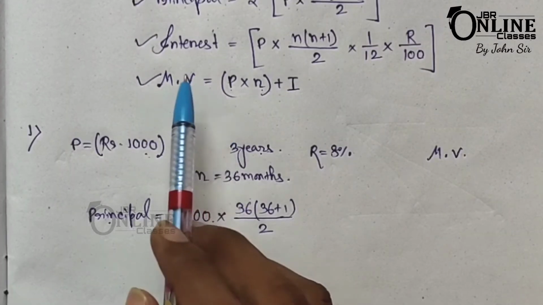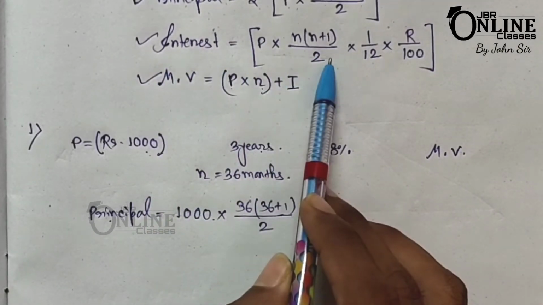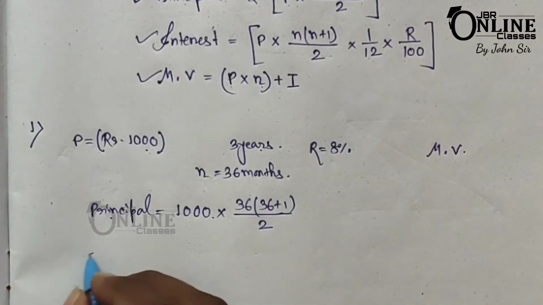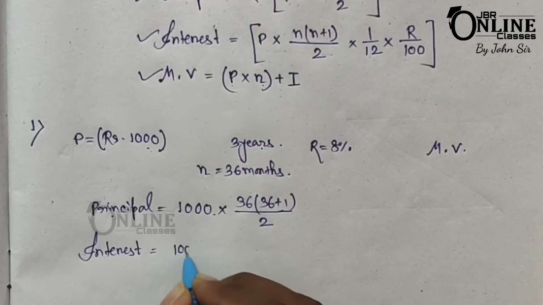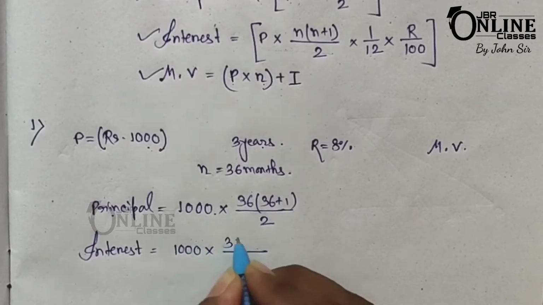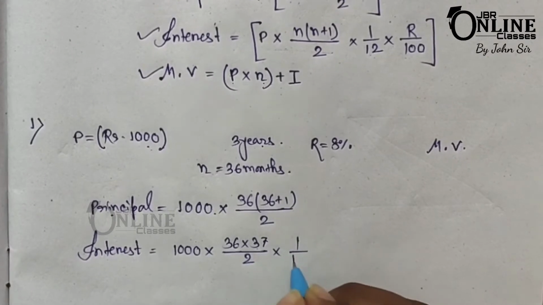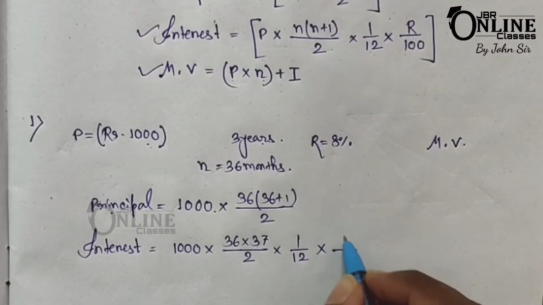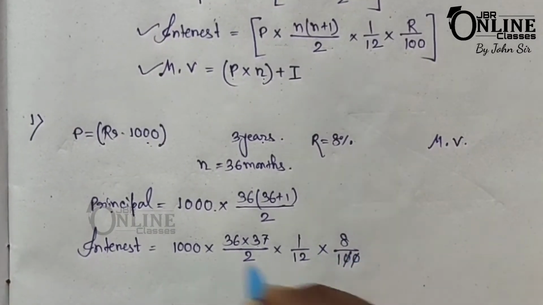Now next thing is you have to find out the interest. Here the formula is total principal into 1 by 12 into R by 100. So here interest equals, first write down the total principal, 36 into 37 by 2. Now next 1 by 12, and the last one R by 100, so here 8 by 100. So here the zeros cancel out.